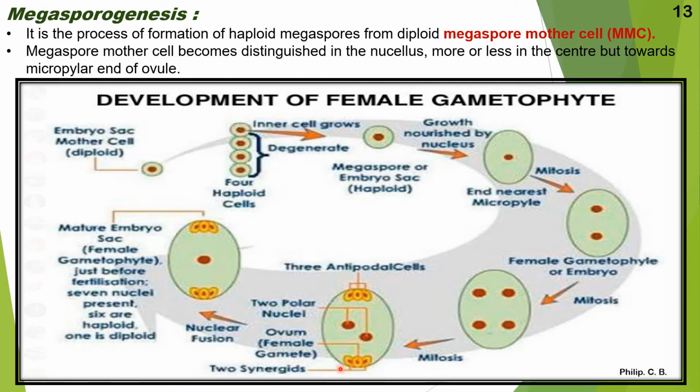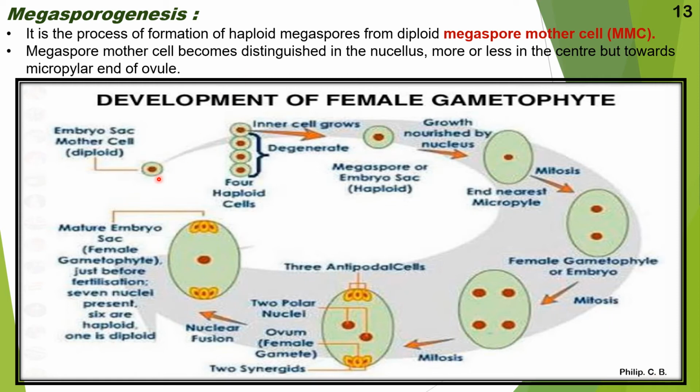Now coming to Megasporogenesis. Again in Megasporogenesis you can see the image. Okay, first we can read the points. It is the process of formation of haploid megaspores from the diploid megaspore mother cell, that is MMC. Further, these megaspore mother cells become distinguished in the nucellus more or less in the center but towards the micropylar end of the ovule. So here you can see the image now.